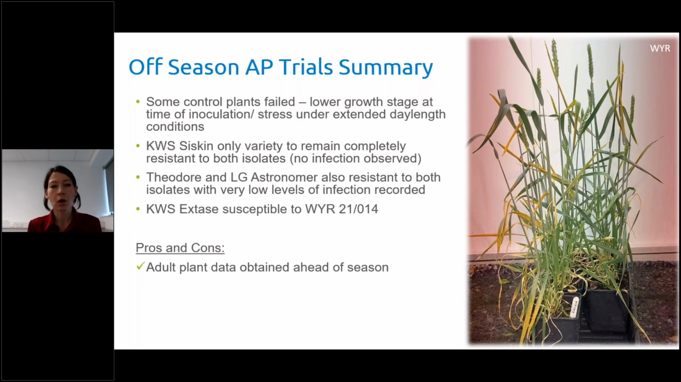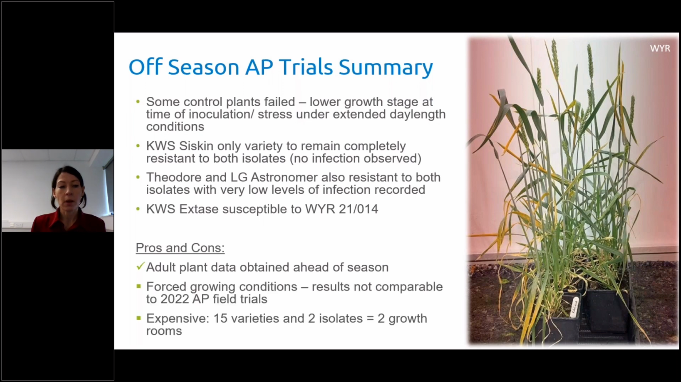So we have some pros and cons of this type of experiment. My pro is that yes, we can deliver that adult plant data ahead of the season. So we could be doing this in the winter and get those results to you much sooner than a field trial. But the cons are that we have a forced growing condition, so that may affect the growth of the plants, and the results were not comparable in our trials to the actual results we were seeing on the 2022 adult plant field trials. And it's expensive.